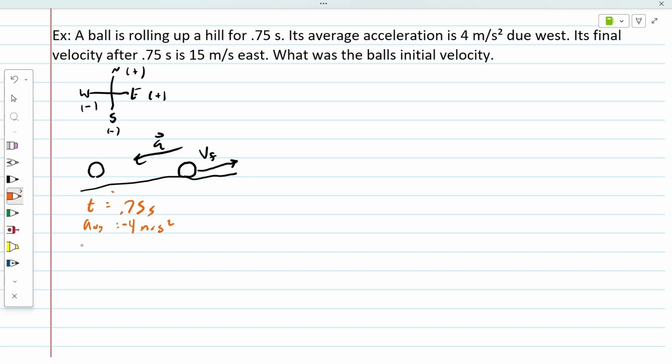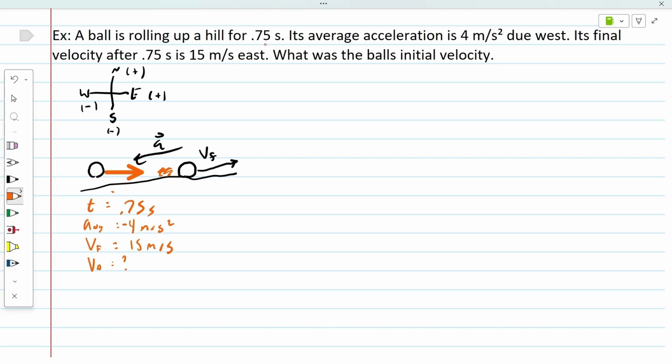And we also know the final velocity, which we'll write as VF, and that is 15 meters per second. And that's east, so we'll say positive. Alright, and we want to find the initial velocity. We don't know the direction here, but if the final velocity is in this direction and the acceleration is moving the opposite direction, the initial velocity probably has to be in this direction, otherwise the ball would be going in the other direction at the end, which it's not.